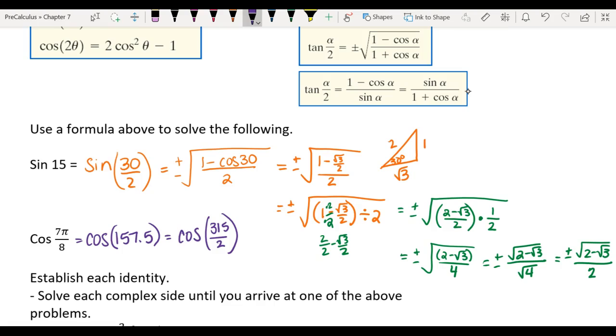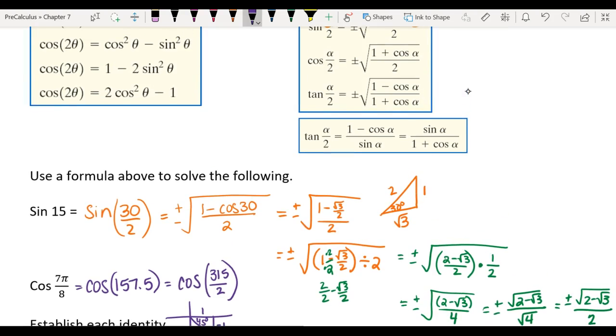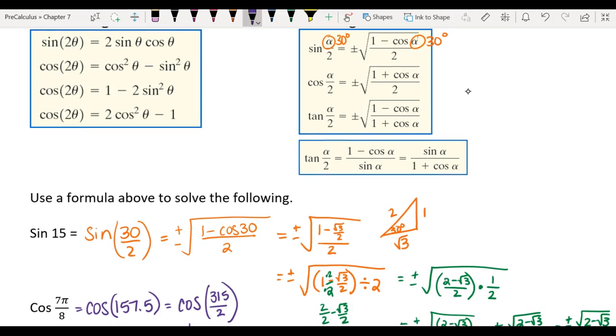Okay. Now, 315 degrees is a right triangle in this quadrant, correct? How far away is it from 360? 45. So this is a negative 1, 1, and a square root of 2, correct? So the cosine one gives us a lot of options, correct? There's 3 of them. Oh, never mind. It's a half, right? So it gives us this one.